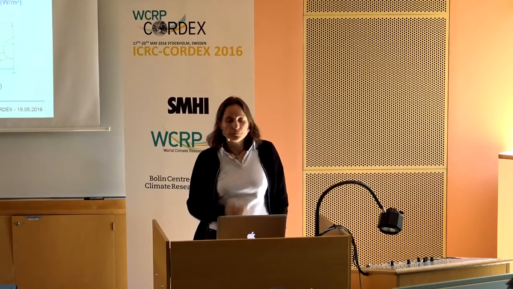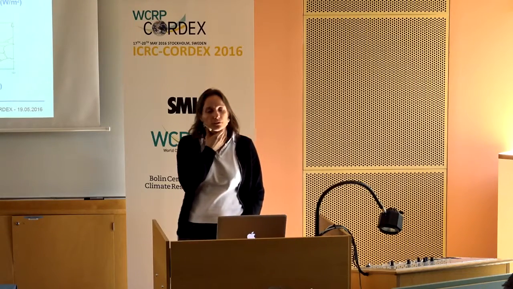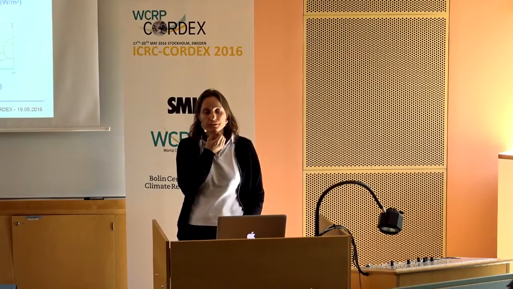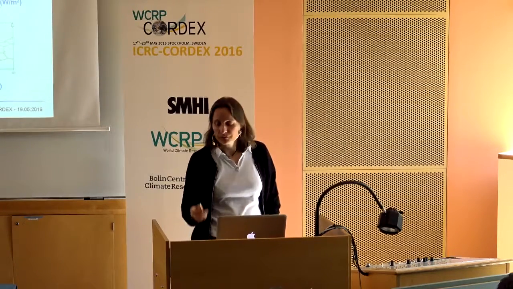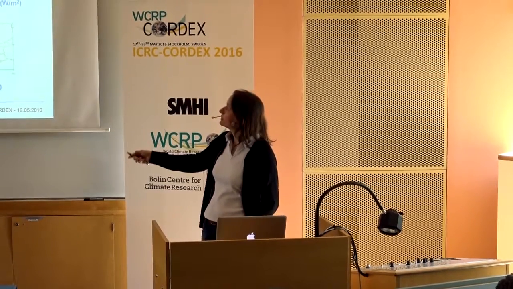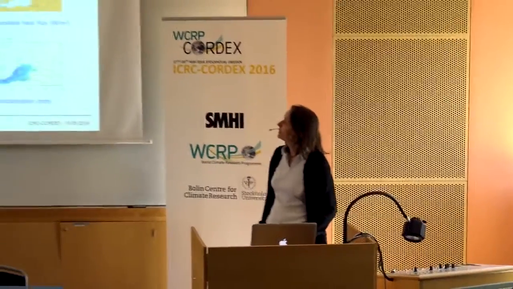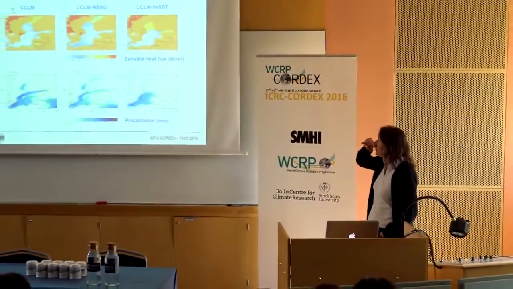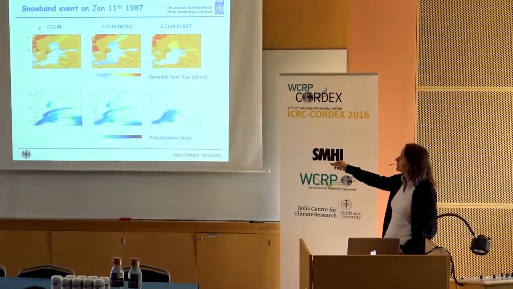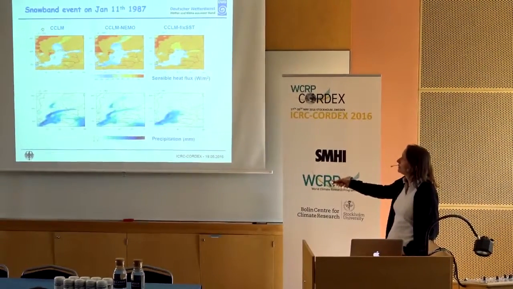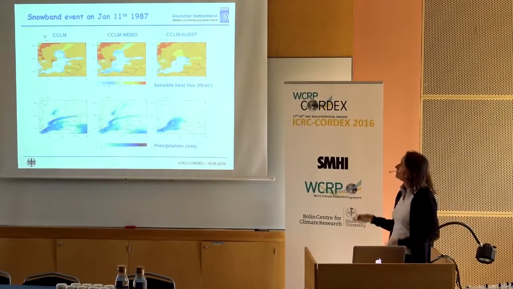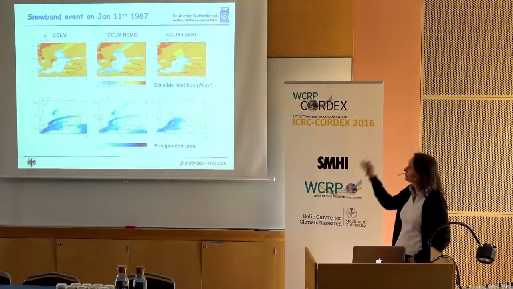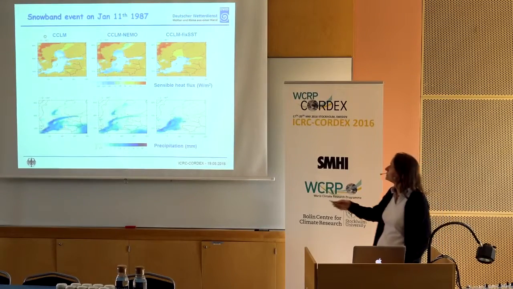So I'll just show some pictures of two snowband events. This is the one of '87, and on the top panel you see the sensible heat flux. And you see the three different runs. On the left-hand side you see the standalone COSMO-CLM, what it's doing with the sensible heat flux. As expected, you get these really high heat fluxes. That means the ocean is passing on a lot of heat and also humidity to the atmosphere, to the wind which goes over the surface.